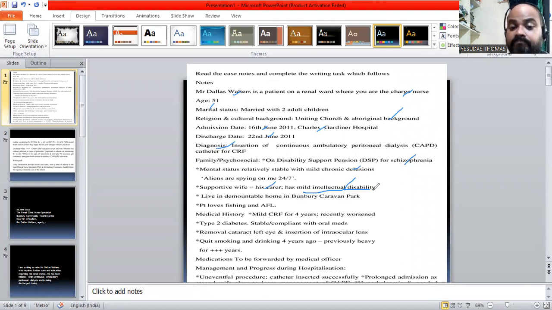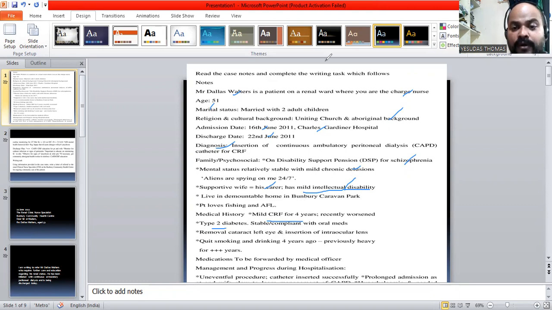Now, he has a history of CRF for 4 years and type 2 diabetes. Now, cataract is not important. Drinking and smoking is not important because he has quit these things.